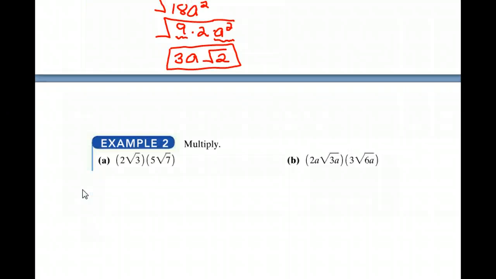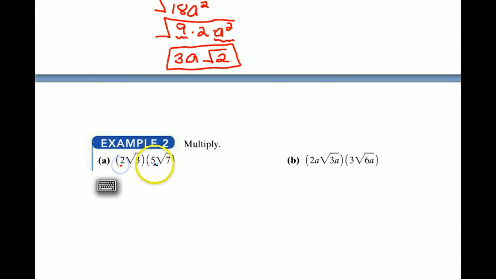We have some more examples here that we can take a look at. These ones have coefficients on the outside of the radical as well as radicands underneath the radical. So the way that we want to go ahead and approach this is by multiplying the coefficients and by multiplying the radicands.